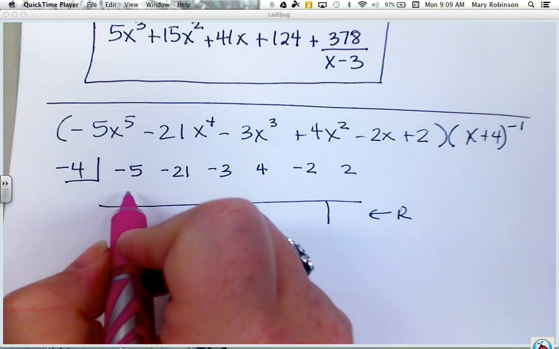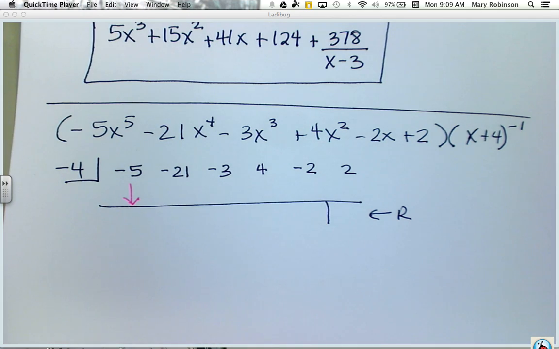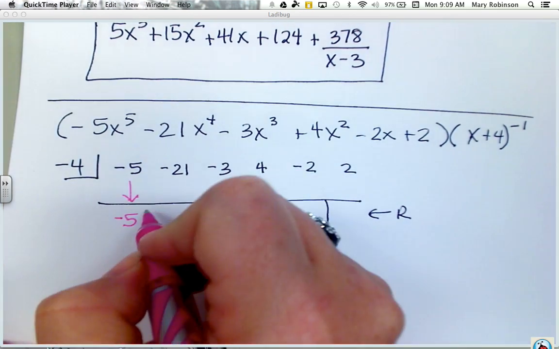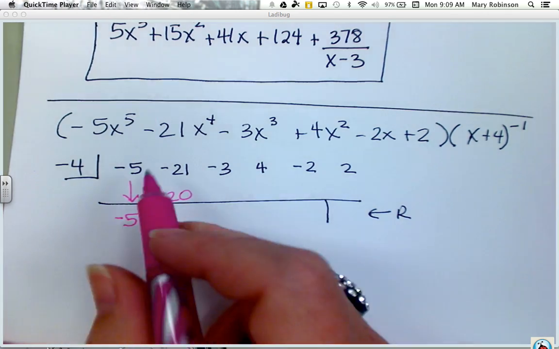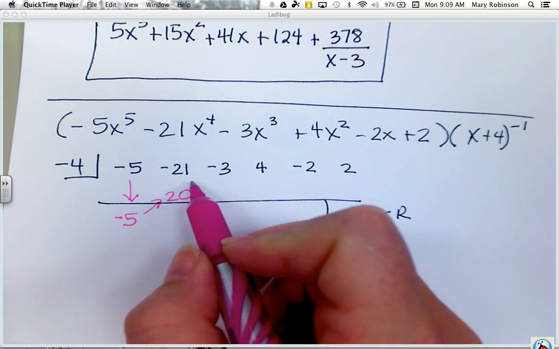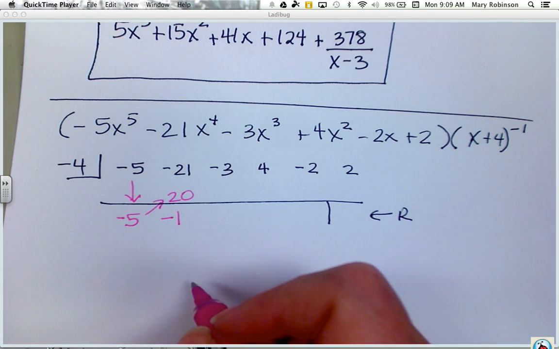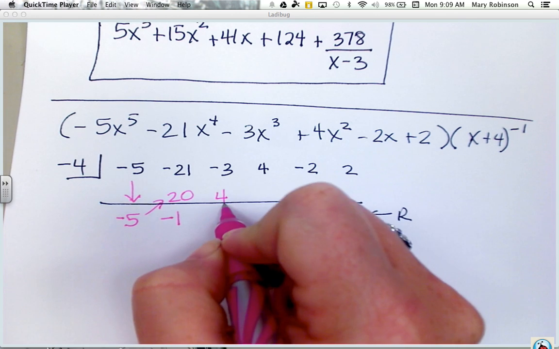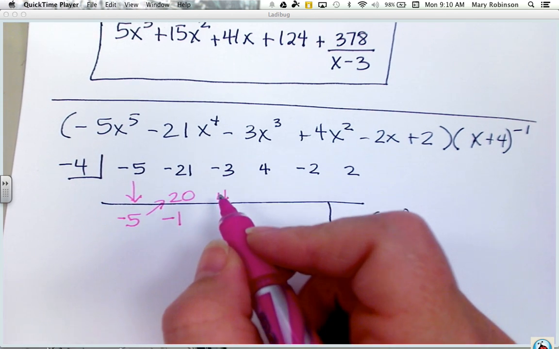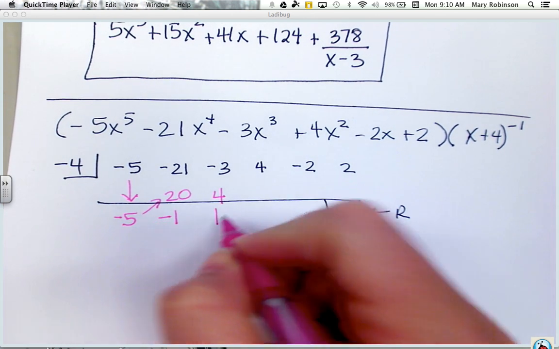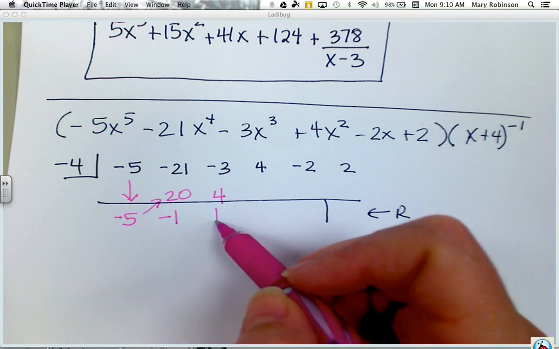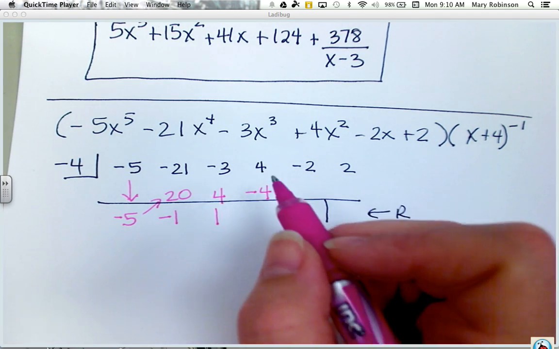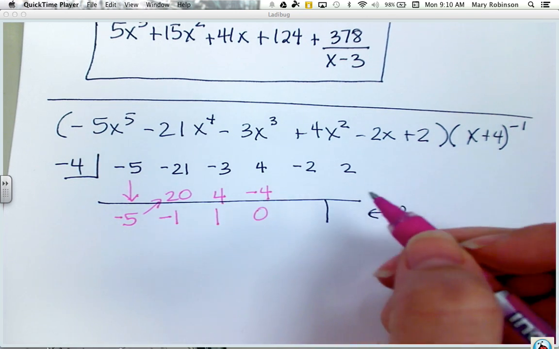So to repeat, if you bring down negative 5 and then multiply by negative 4, you get 20. You don't have to put arrows if you don't want. Negative 21 plus 20 is negative 1. Negative 4 times negative 1 is positive 4. Negative 3 combined with positive 4 is 1. Negative 4 times 1 is negative 4. Negative 4, or excuse me, 4 minus 4 is 0.